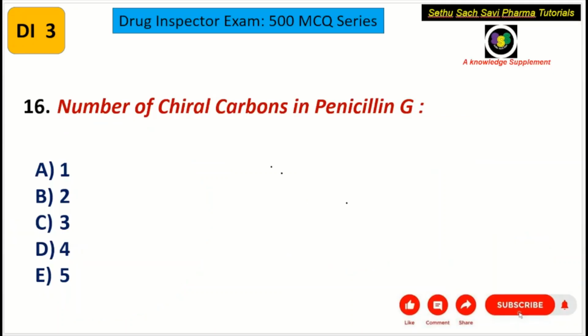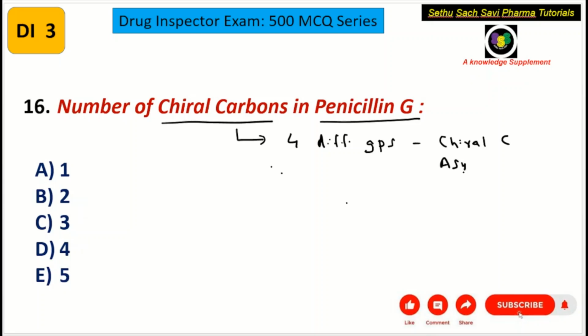The question is, number of chiral carbon in penicillin G. 1, 2, 3, 4 or 5. So first of all, you need to know what is a chiral carbon. A carbon which is attached to 4 different groups is called a chiral carbon or asymmetric carbon.